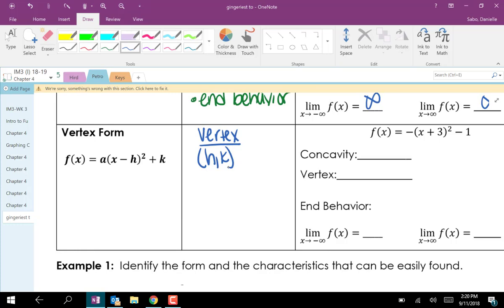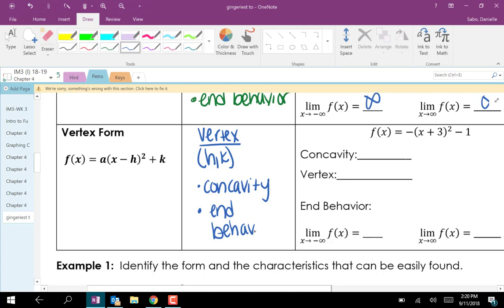We can also find, again, your concavity, and you can find your end behavior. There's always 3 things you can find, but each one has a unique one. The vertex form is vertex. Intercept form is your x-intercepts. And standard form is your y-intercept. All right, so here we go.